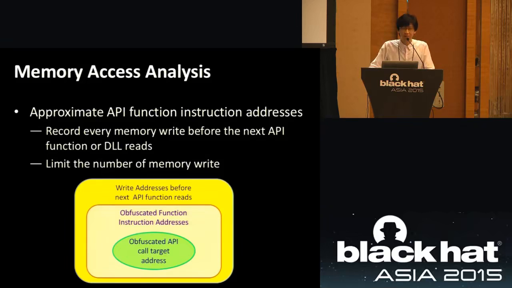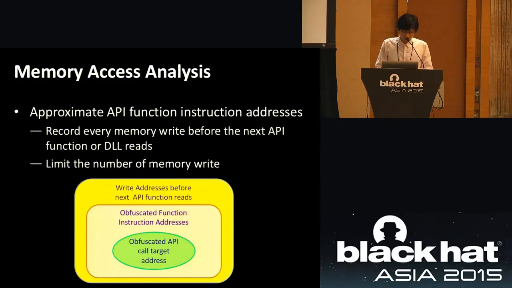If we want precise analysis, maybe it is very complex and hard because the code is obfuscated. First I wanted to build some value-dependent analysis on every memory read, but it was so complex, so I used an approximate algorithm. As you can see in the diagram, obfuscated function instruction addresses contain one obfuscated API call target address, and obfuscated function instruction addresses are contained in the write addresses before the next API function reads.